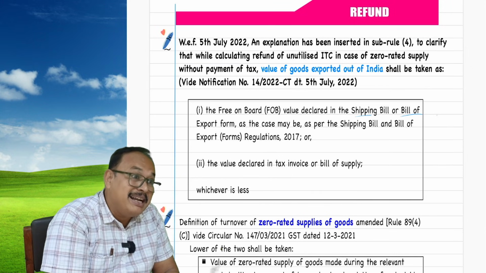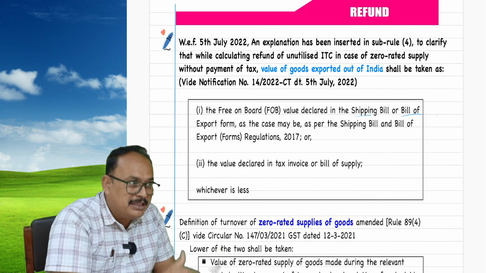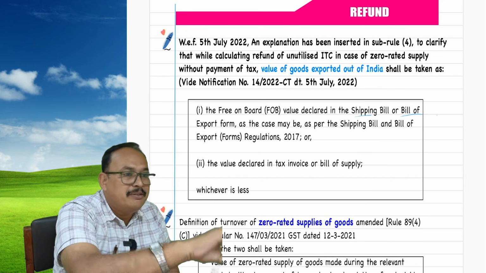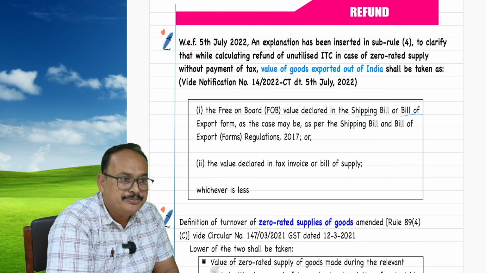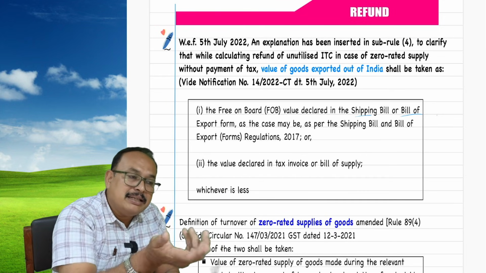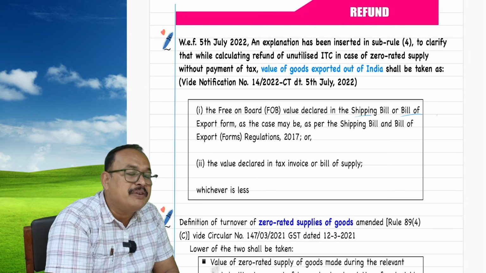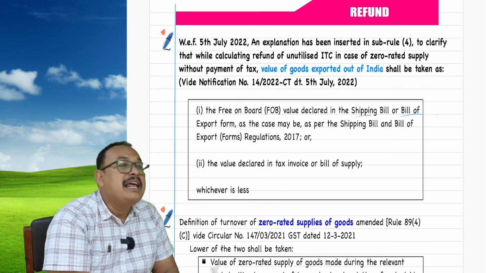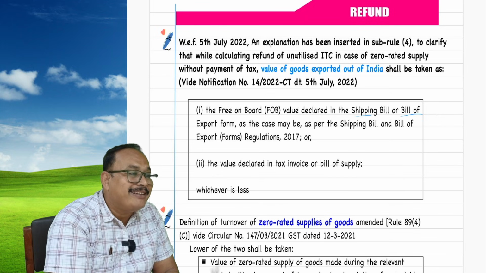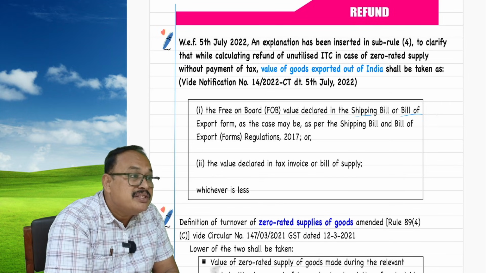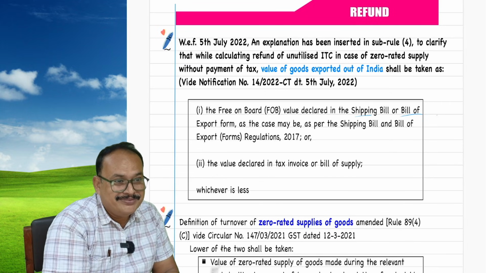Get my point, sir? 90% they will give when you make the application. The balance 10% they will give in due course of 60 days. In all other cases, the time period to grant the refund is 60 days. If the delay happens, the department will pay you interest at the rate of 6% per annum thereon. Is that clear, my dear friends?